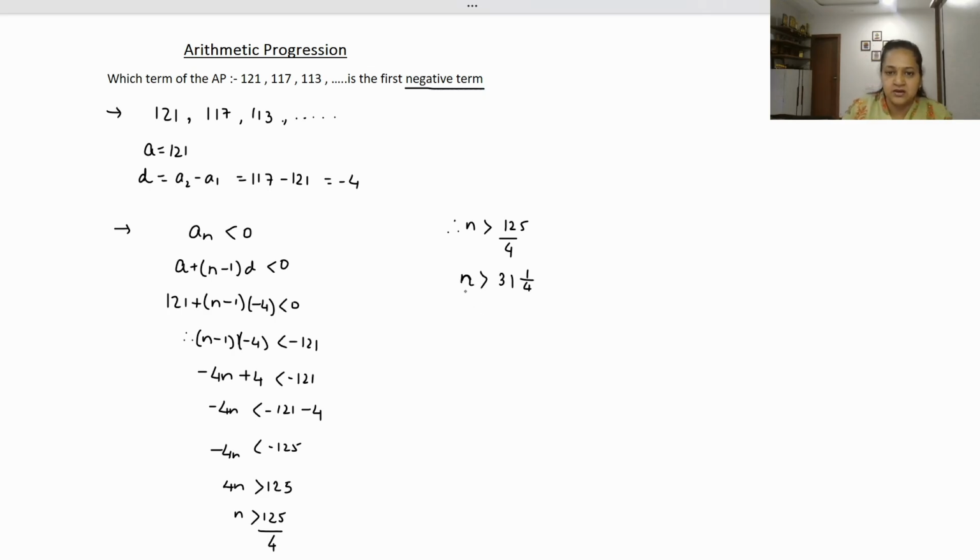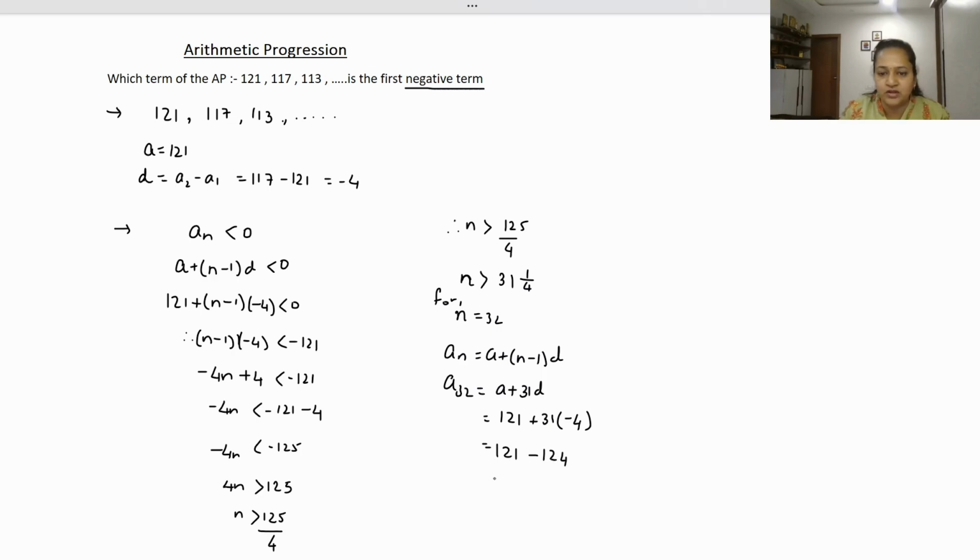The nth place position is always a natural number. So we are looking for a number greater than 31 1 by 4. So definitely we look for n equal to 32. What is an? A plus n minus 1 times d. So a32 is a plus 31d. A being 121, 31 into d being minus 4. We have 121 minus 124, which gives us minus 3. So we can say the 32nd term, which is minus 3, is the first negative term of the given AP.